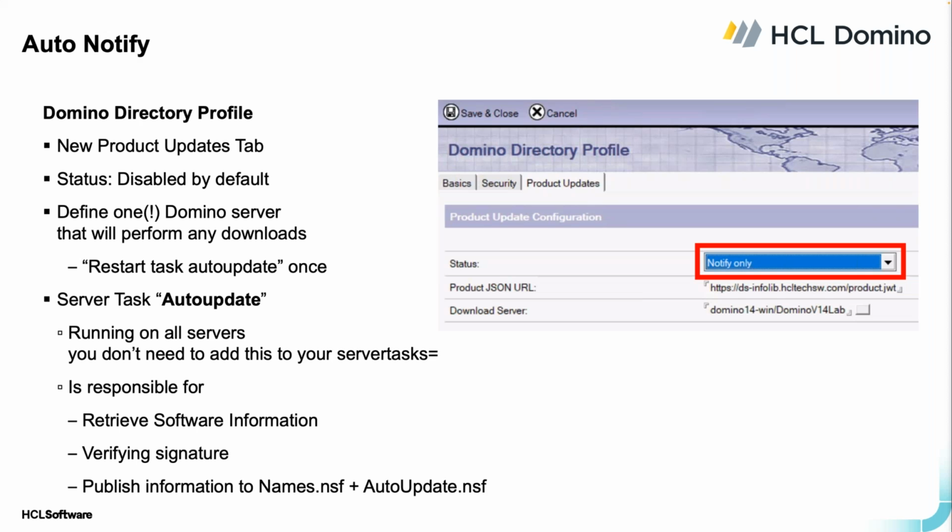There is a new tab called product updates. And when you change this status from disabled, which is the default, to notify only, that will activate the feature. And by the way, since in your environment you only need one server to perform the work, you define the so-called download server down here in the third field, which is the server that will make the outbound connection.